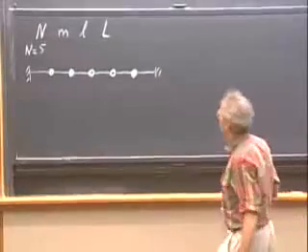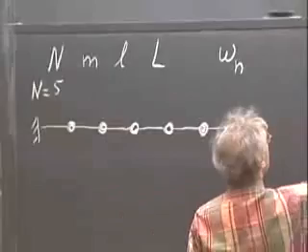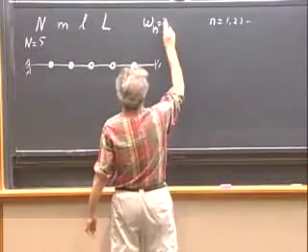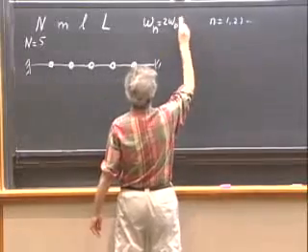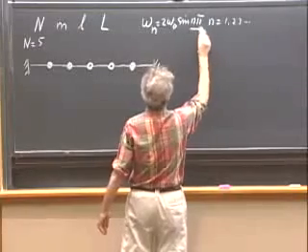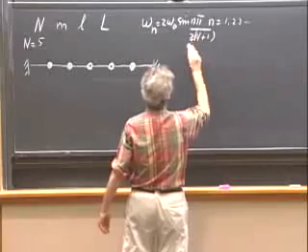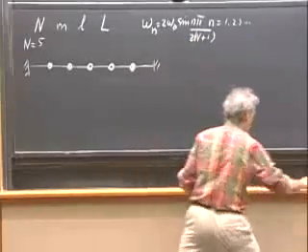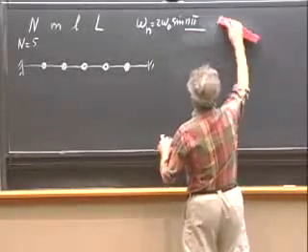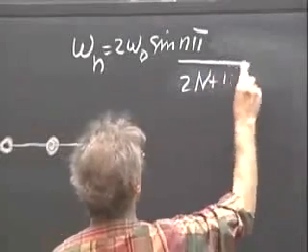The general result is that the normal mode frequencies, in terms of n being 1, 2, 3, etc., equal 2 omega 0 times the sine of n pi divided by 2n plus 1. I don't want you to remember that. I certainly don't remember it. Let me remove this. I certainly don't want to remember it, but this is something that today I will need.